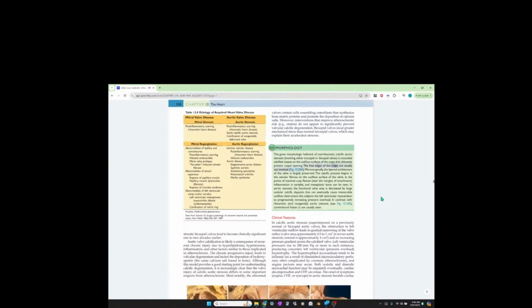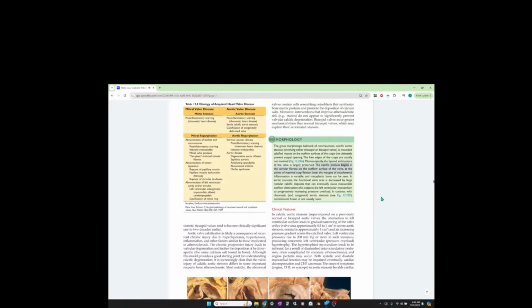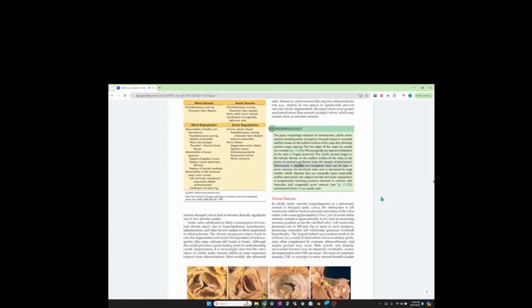Bicuspid valves incur greater mechanical stress than normal tricuspid valves, which may explain their accelerated stenosis. Morphology. The gross morphologic hallmark of non-rheumatic calcific aortic stenosis is mounded calcified masses on the outflow surfaces of the cusps that ultimately prevent cuspal opening. The free edges of the cusps are usually not involved. Microscopically, the layered architecture of the valve is largely preserved. The calcific process begins in the valvular fibrosa on the outflow surface of the valve, at the points of maximal cusp flexion. Inflammation is variable, and metaplastic bone can be seen.